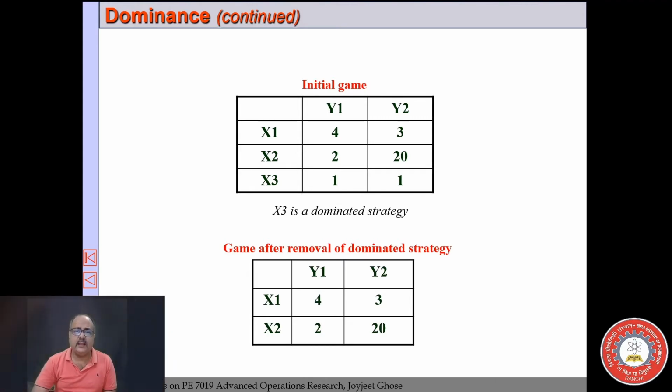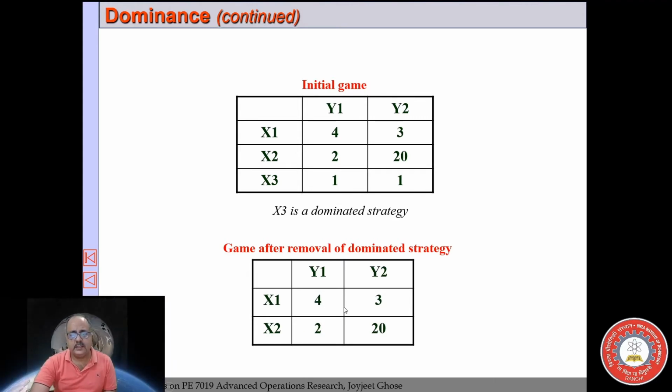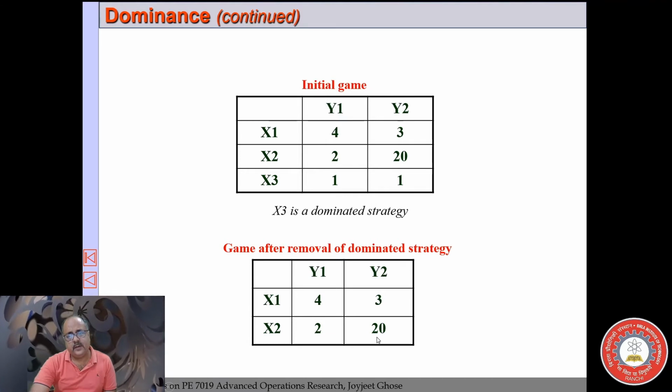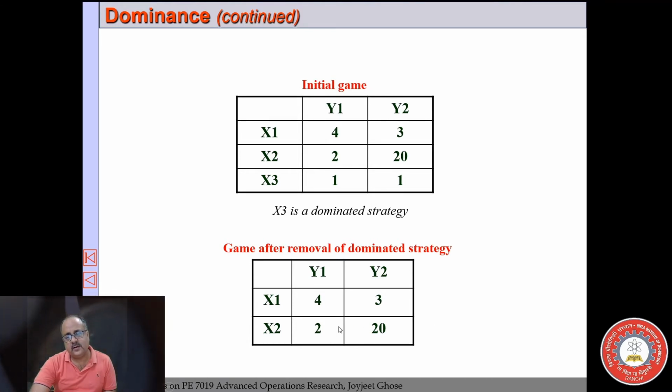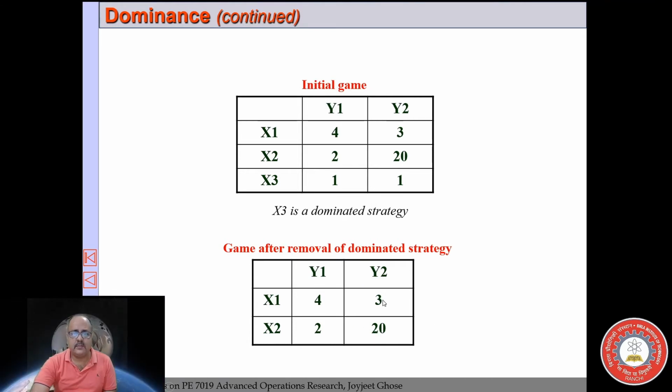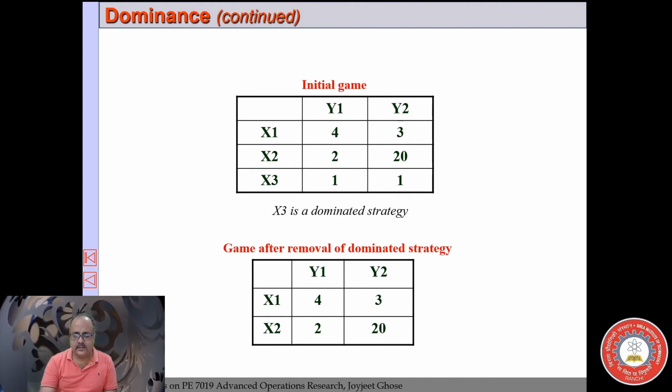Now can we apply the column rule? See, this is greater than this, fine. This is less than this, fine. But this is not greater than this. So I cannot apply the rule of dominance here. So this will be solved by the algebraic method. So this is how we apply the rule of dominance.